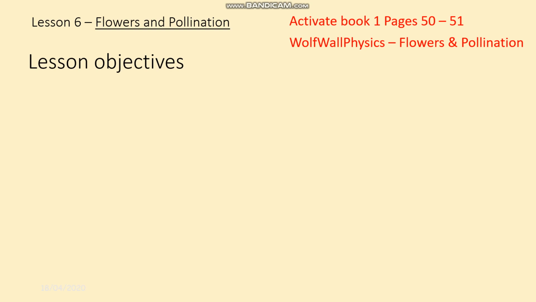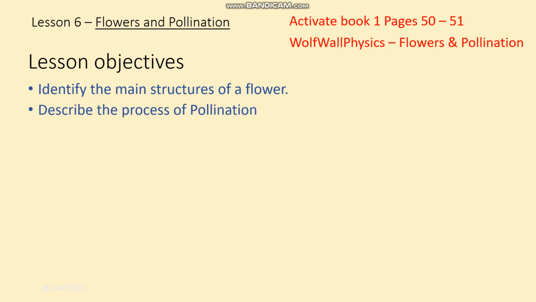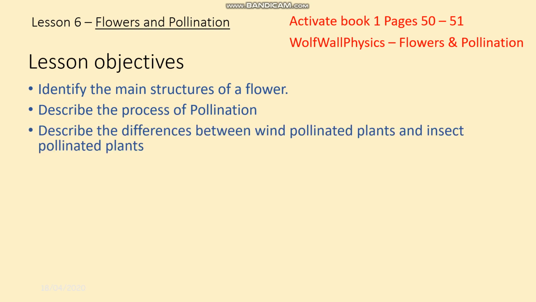In the first lesson, you should be able to identify the main structure of a flower, so the parts and what those parts do, describe the process of pollination, and describe the difference between wind-pollinated plants and insect-pollinated plants.